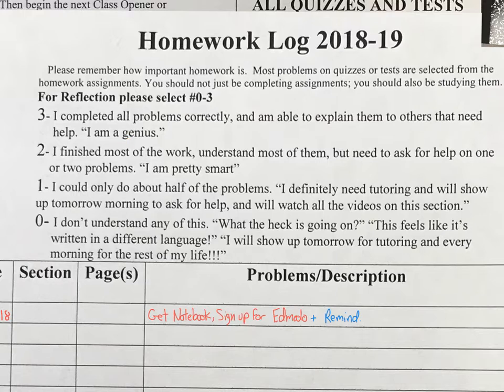Now, let's say you did the homework and finished most of the work. You understand most of the problems, but you need to ask for help on 1 or 2 problems. You weren't able to finish all of it, but you feel pretty smart. If that's how you feel about the homework, you give yourself a 2. If you could only do about half of the problems, I definitely need tutoring and will show up tomorrow morning to ask for help, and we'll watch all the videos on this section. Give yourself a 1 if you were only able to do half of the homework. Give yourself a 0 if you don't understand any of this.